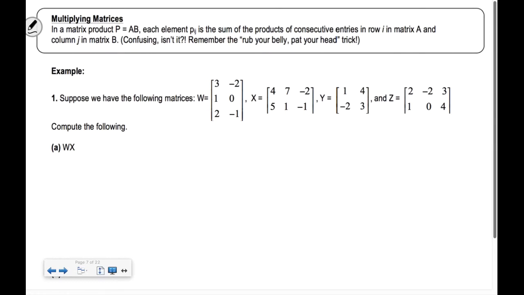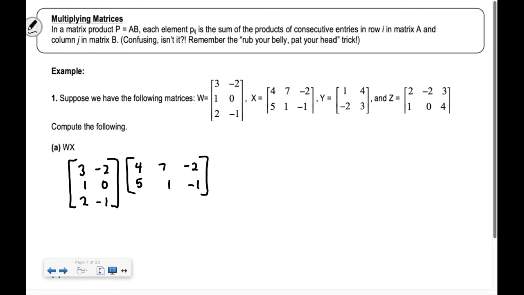Okay, so it says, suppose we have the following matrices. Compute W times X. W is the matrix 3, negative 2, 1, 0, 2, negative 1. And X is the matrix 4, 7, negative 2, 5, 1, negative 1. If I asked you to add these matrices together, you would not be able to because they are not the same dimension. Agreed? But we are possibly able to multiply if our dimensions have the same inside numbers.